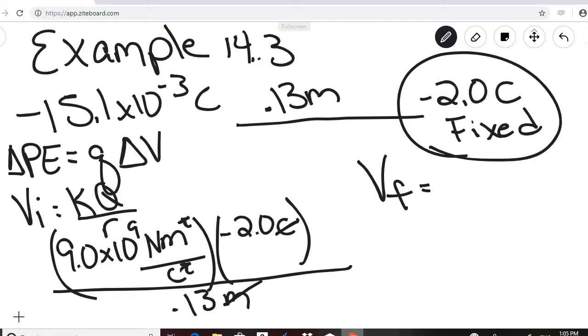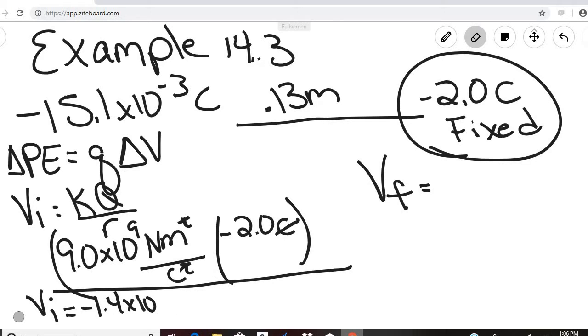Okay, so one of these meters is going to cancel. Coulomb, you'll be Newton meters per coulomb, so that's going to be a volt, and what you should get for that is negative 1.4. So remember, keep the sign in there. Negative 1.4 times 10 to the 11 volts. Okay, that's VI.